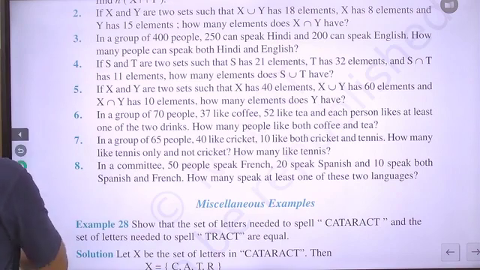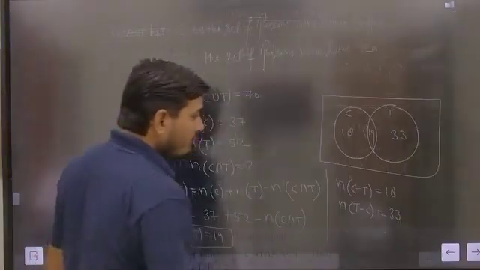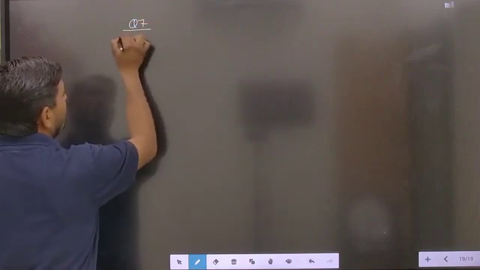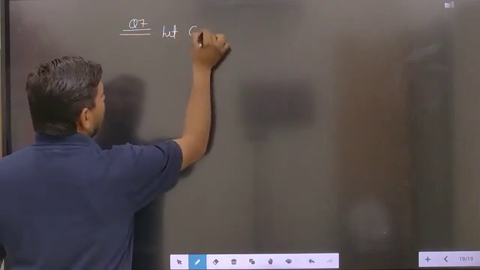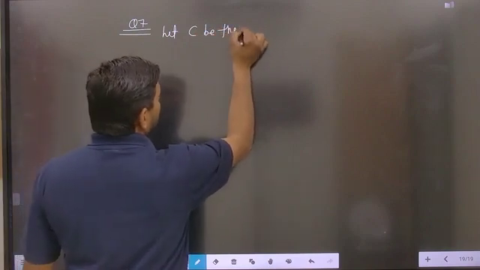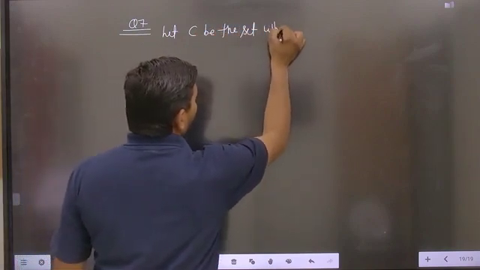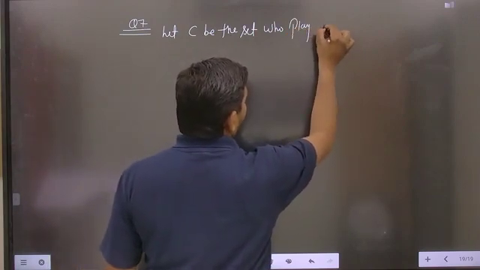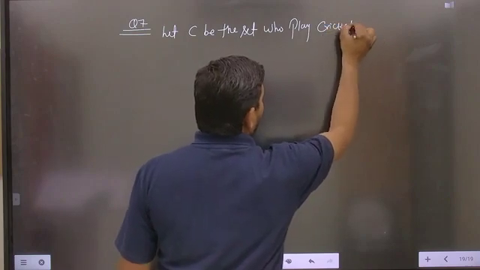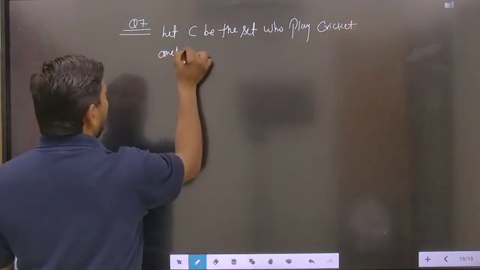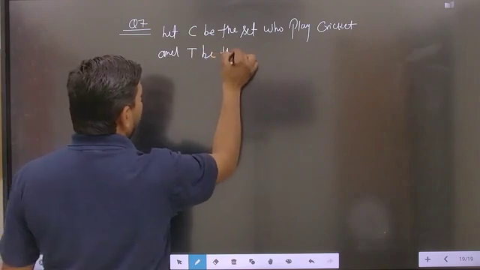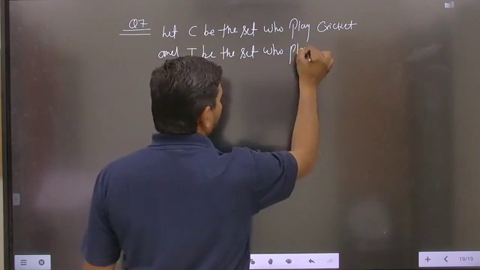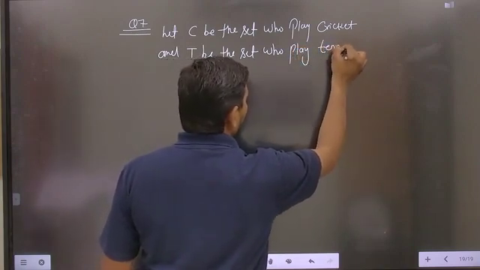So we will take question number 7. In this question number 7, let C be the set of persons who play or who like cricket, and capital T be the set of persons who play tennis. Is it to be clear?